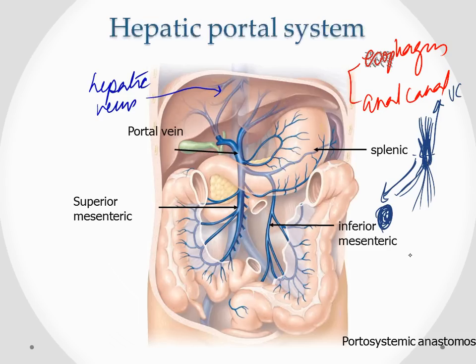You may have heard of it. In the anal canal, this is what are known as internal hemorrhoids. You've all heard of hemorrhoids, right? And in the esophagus, this is known as esophageal varices. Varices means worm-like because they're very, very tortuous and dilated.